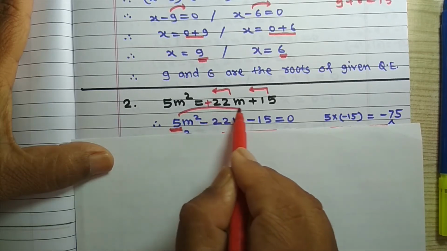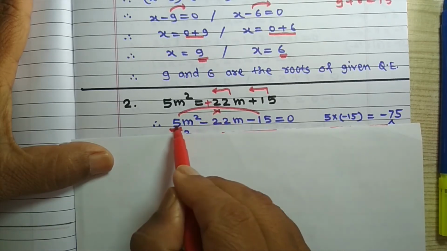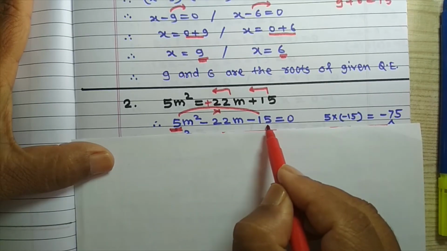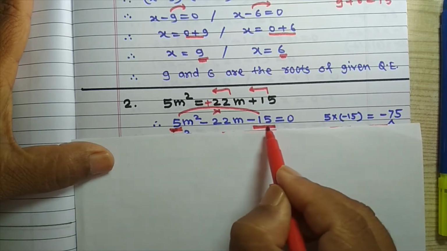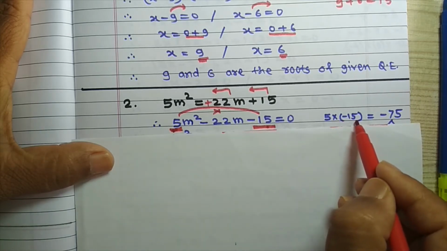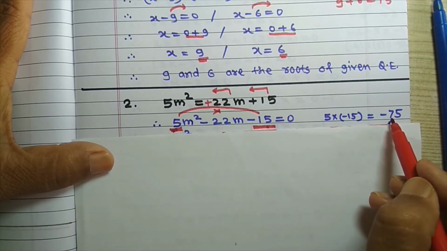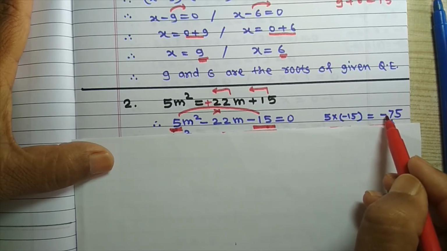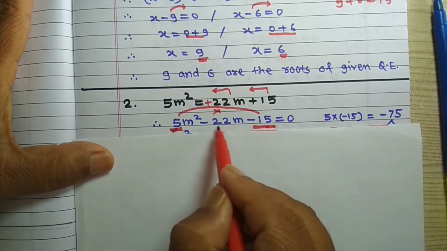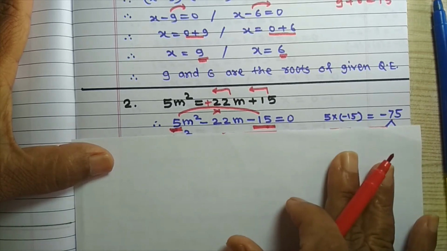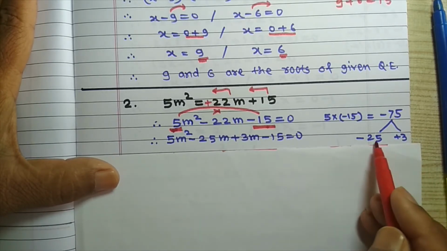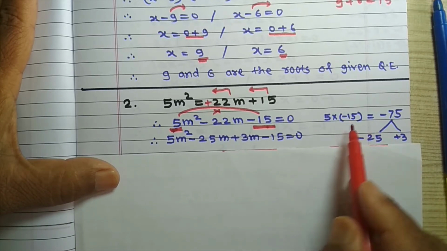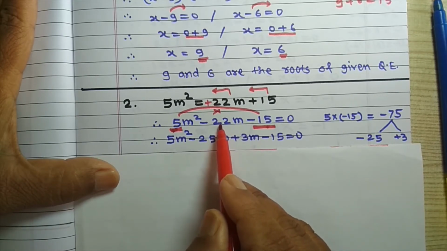In such types of examples, we have to multiply this coefficient of the first square term to the constant term. Therefore, 5 into minus 15 gives minus 75, and we have to find the factors of minus 75. Minus means the difference of the factors will be 22. Therefore, the factors will be 25 and 3; 25 times 3 is 75, and the difference 25 minus 3 is 22. That is the coefficient of the middle term.